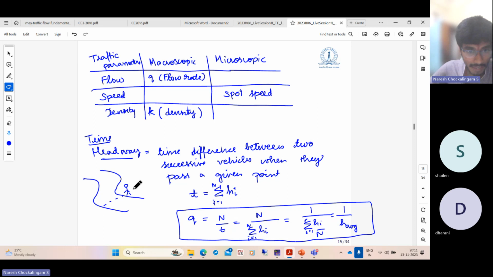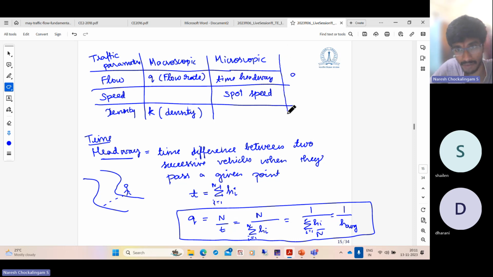So the flow rate is also measured at a given x. The time headway is also measured at a given x. You take the average of it. So time headways between two successive vehicles. So it is to deal with every vehicle. So it's a microscopic quantity. And both are not independent. Q depends on time headway.